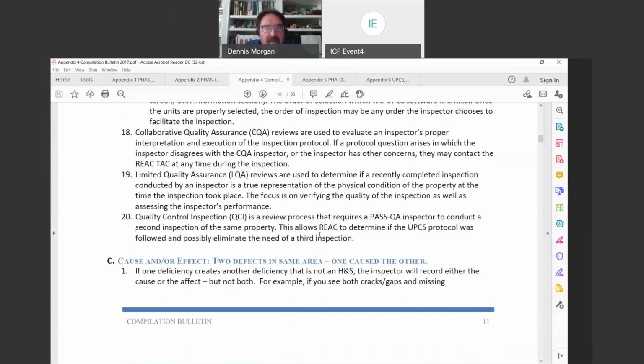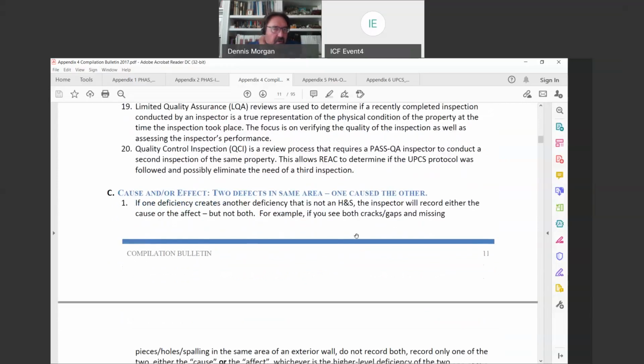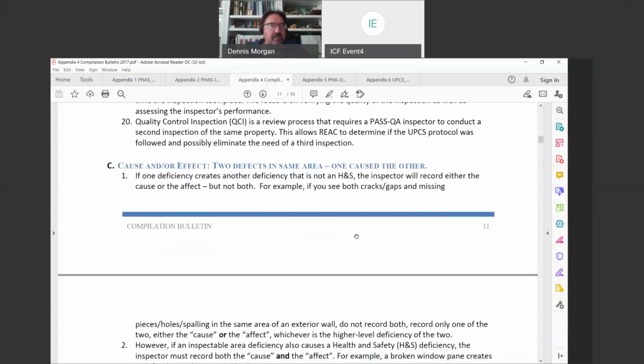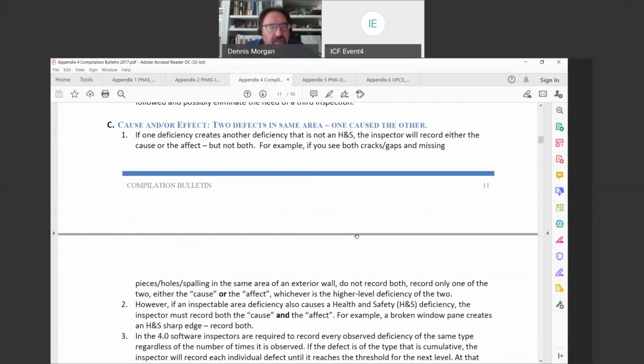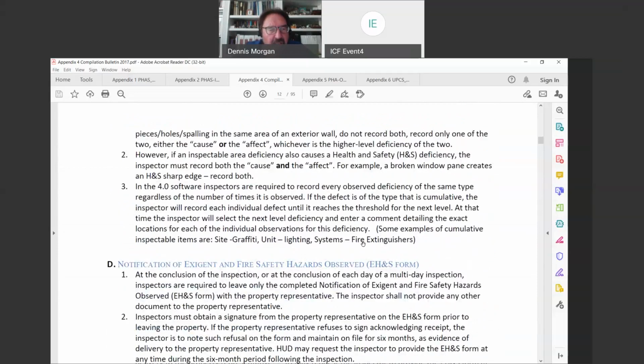Just like every inspector, he is still subject to QCs. He's still subject to collaborative quality assurance or limited quality assurance, or quality control inspections that will be done by HUD or follow-up in case he's also not performing in accordance with the protocol. If there are two similar deficiencies within the same area, he'll record that under a single deficiency. However, if there is a health and safety, he'll also record that as an independent deficiency, which is then included in this.